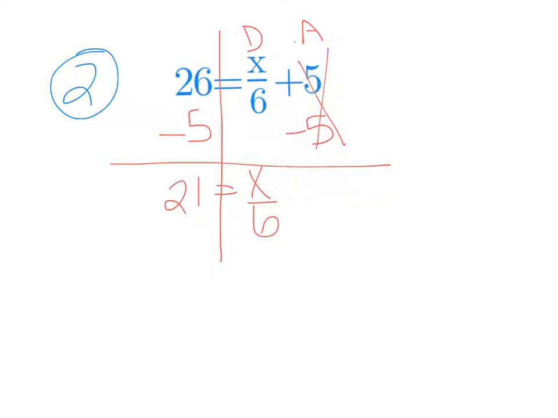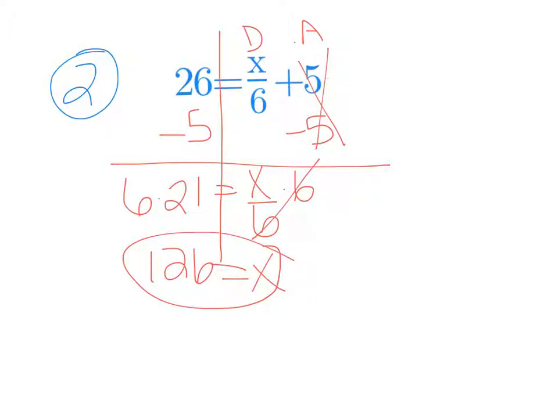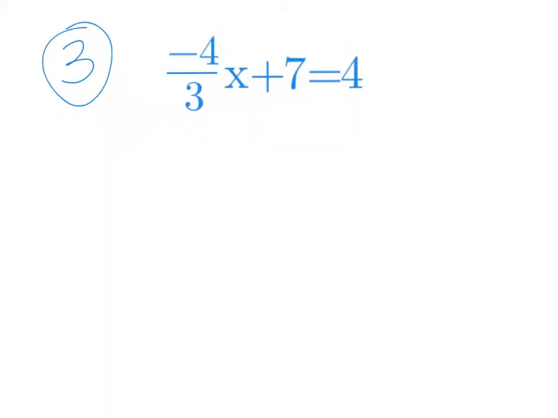Now again, whenever we have a fraction, the bottom number is always dividing. So I'm going to multiply by 6. That cancels. So I'll multiply this side by 6. So I get x equals 126. All right, next one. Draw my line.